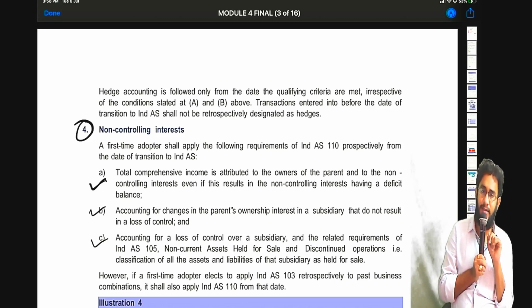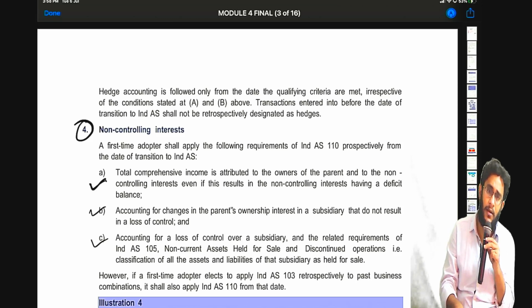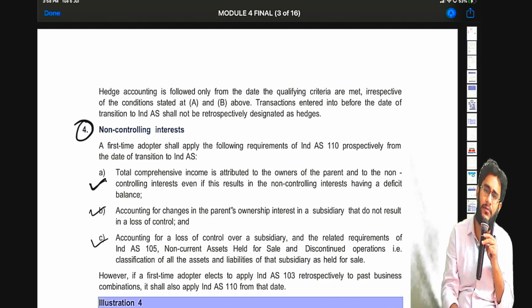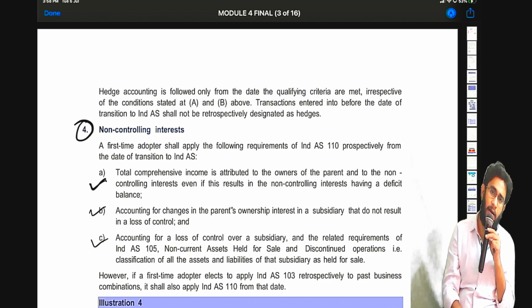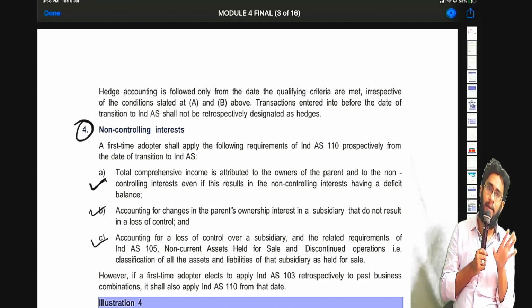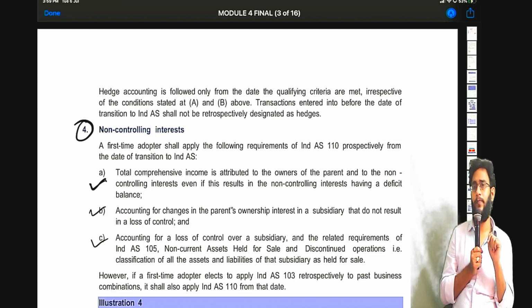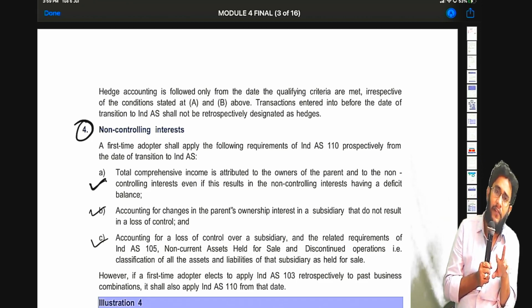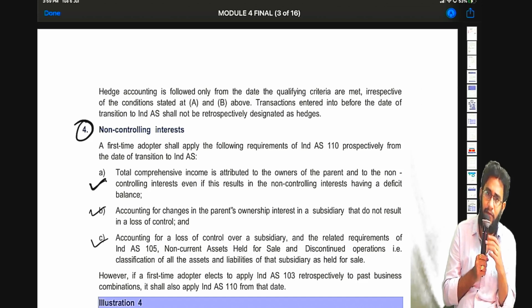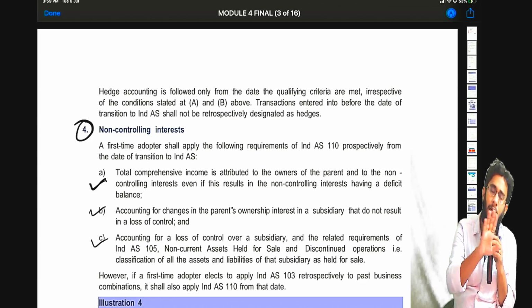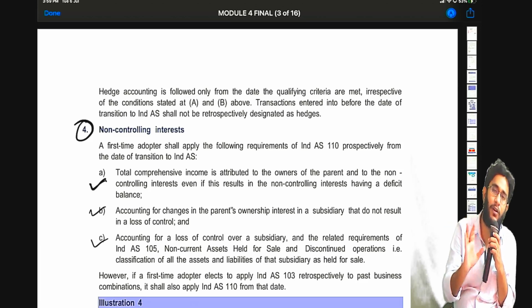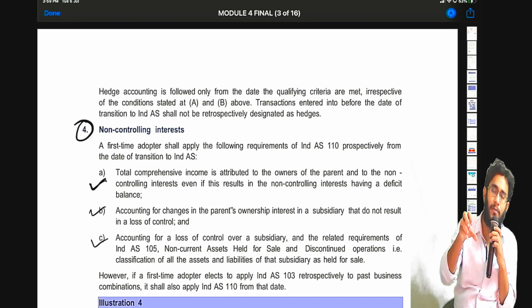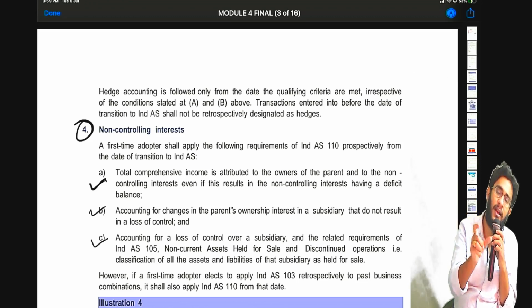So Ind AS 110 says that after allocating losses of the subsidiary to NCI, if NCI becomes negative, let it become negative. It's okay. No problem. But as per accounting standard, I am talking about AS 21, not Ind AS, which deals with consolidation, it says if after allocating losses NCI becomes negative, don't show it as negative. Make NCI zero, but don't make it negative unless those minority shareholders have contracted to pay some amount to the subsidiary in the event of losses. Until such a provision is there, you are not supposed to show NCI as negative.